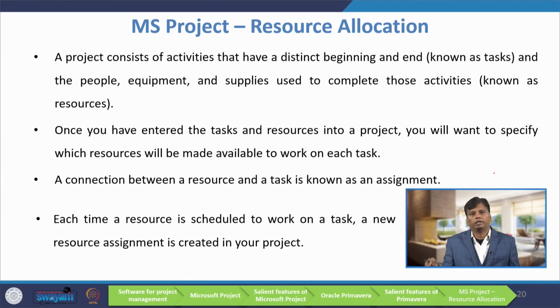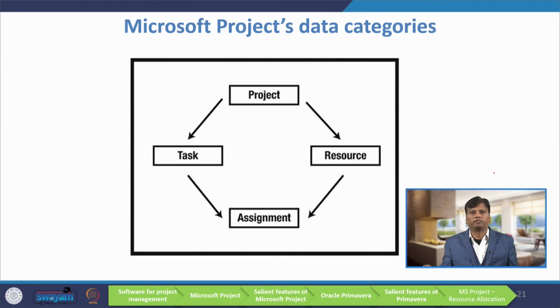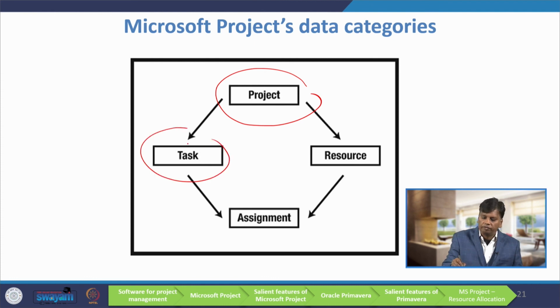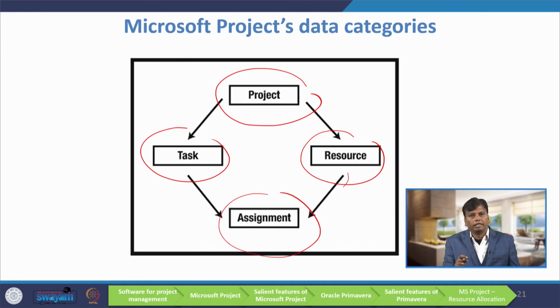A connection between a resource and a task is known as an assignment. Each time a resource is scheduled to work on a task, a new resource assignment is created in your project. So we will discuss that there are three types of resources there. One is work, second one is material, third one is cost. So in MS Project, a project is there. So we have defined tasks, then we have resources. So when you allocate these resources to the tasks, it becomes the assignment. So allocating resource to the task becomes an assignment.